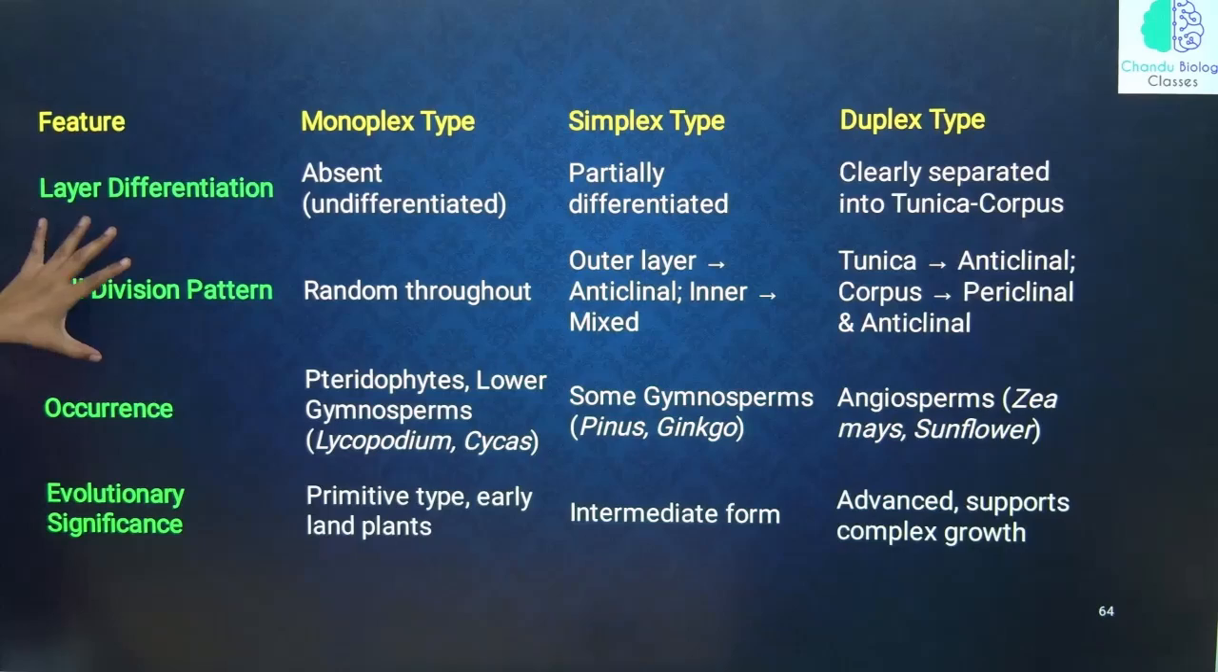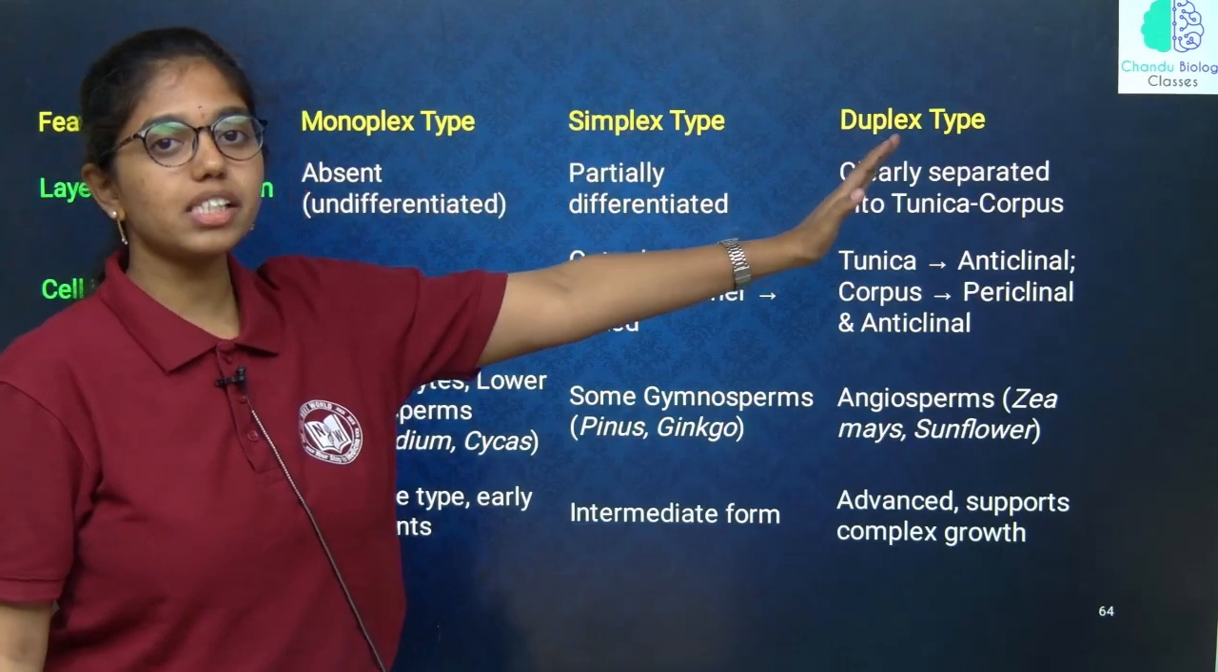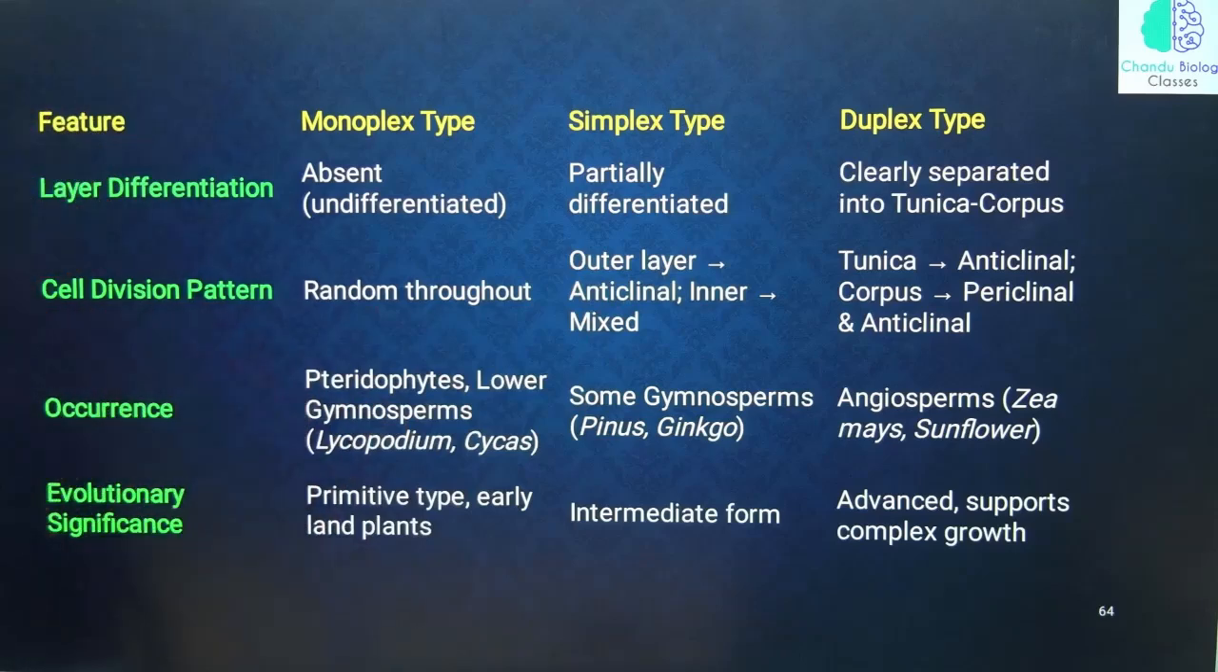This is the clear differentiation between monoplex, simplex and duplex types. You can take a screenshot of it. Examples, occurrence, and type of division are more important.